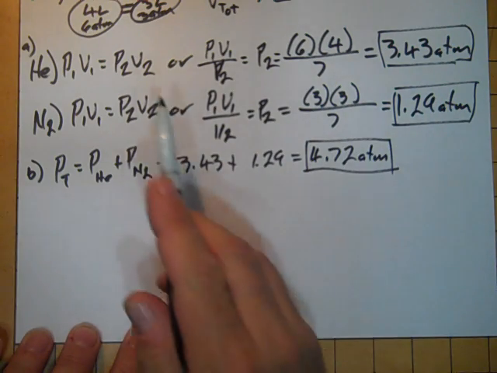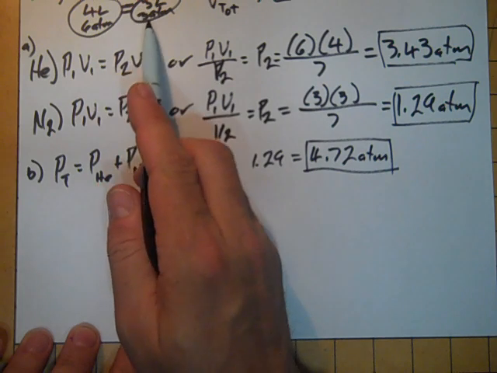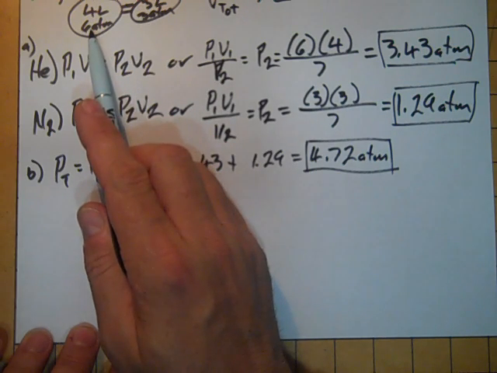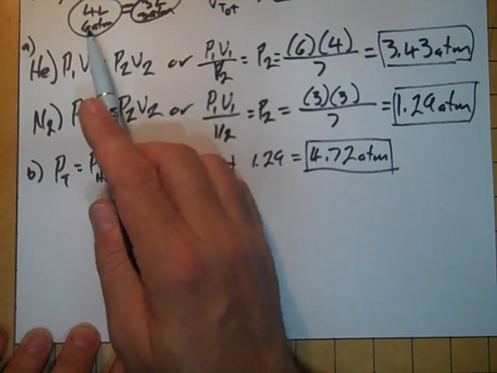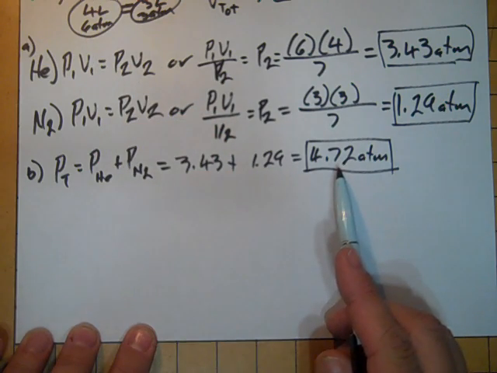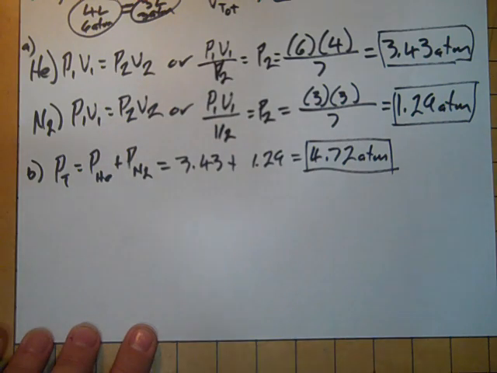Again, does this make sense? Well, let's see. One had 3 atmospheres, one had 6 atmospheres. The final should be somewhere between 3 and 6, and this is. So this is so far making sense.